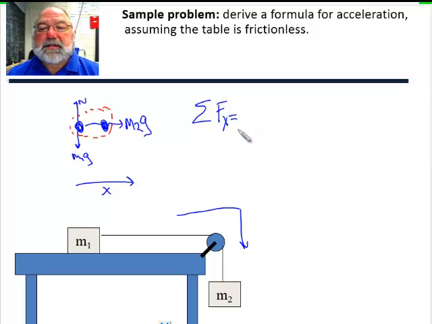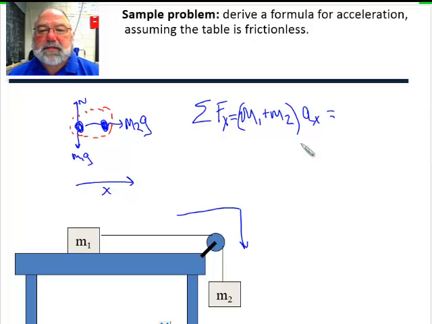Okay, continuing on with the second law equation. What's the mass of our system? Well, we have two blocks, M1 and M2, so it's going to be M1 plus M2. That's the mass of our system, times the acceleration of our system, and that's equal to the forces that are acting on our system in the x direction.